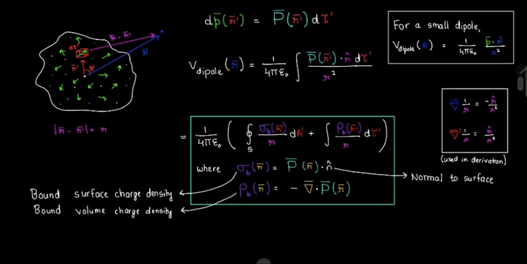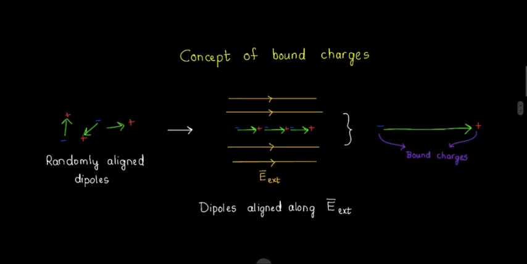So what is this bound surface charge density? It is nothing but the charge accumulated along the surface of this polarizable object, and the volume charge density will tell you what is the volume charge density inside the material. Now, what do I mean by bound charges? Bound charges means they are not free. Opposed to free charges, which can move anywhere, bound charges can't move anywhere. They are there because of some reason.